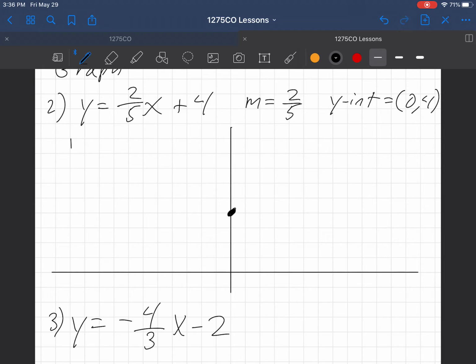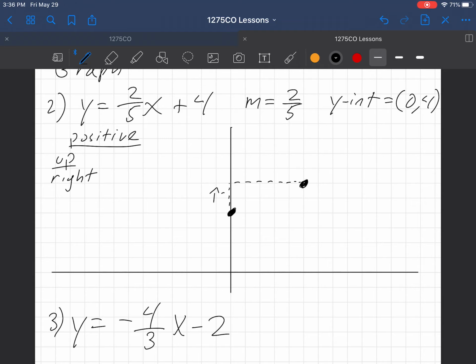Now, a positive slope, which this is, means that you go up and right. This is the change in y over change in x. So from this ordered pair, not from the origin, but from the first ordered pair that we made, we're going to go up 2 units and to the right 5 units. And then put another ordered pair right over there.